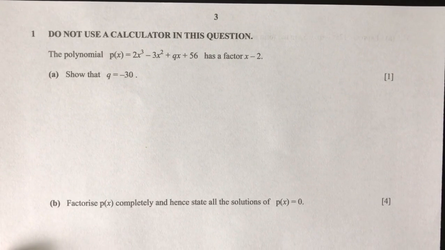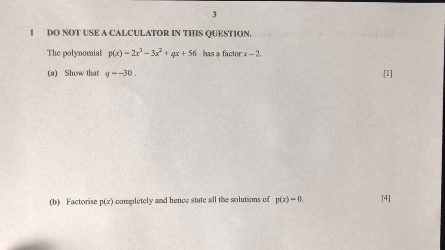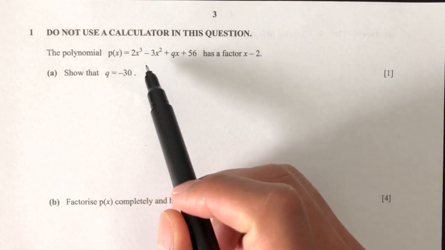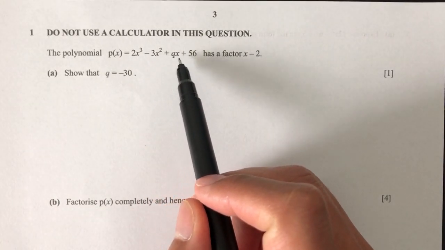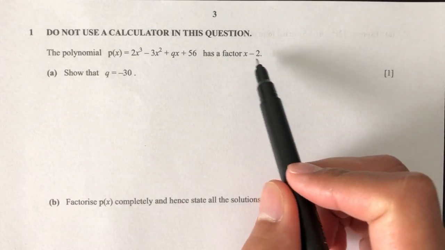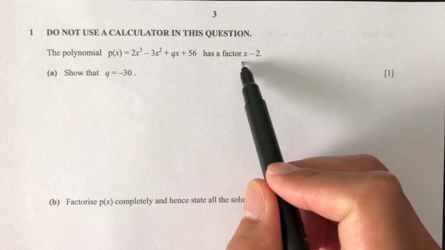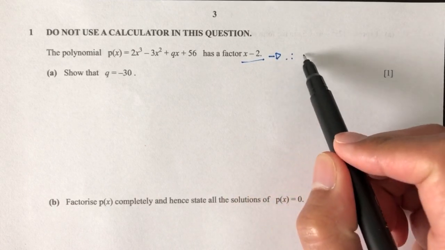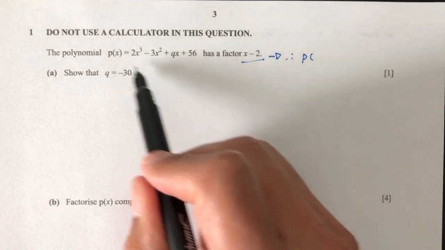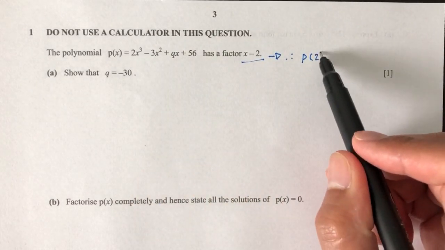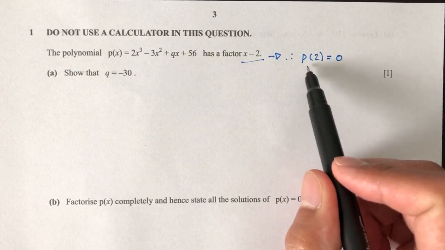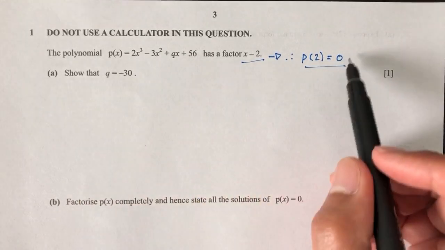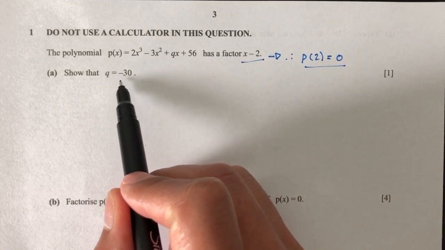So here we have the polynomial p of x equal to 2x cubed minus 3x squared plus qx plus 56, which has a factor of x minus 2. So what does it mean? It means that if you put x as 2 in this equation, it will become 0. This is what it means. So we have to use this to show that q equals minus 30.